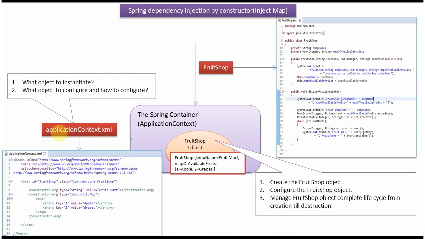What object to instantiate, what object to configure, and how to configure, this information will be there in the Spring configuration file. In this example we have specified that using constructor dependency injection, the Spring container should create a FruitShop object. The Spring container reads this configuration file, creates a FruitShop object, configures it, and manages the full life cycle of the FruitShop object.